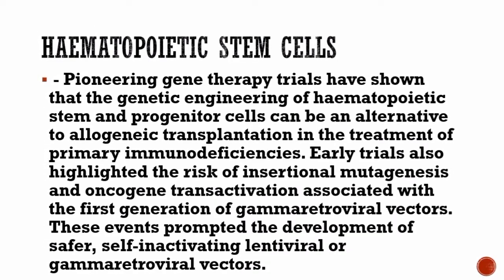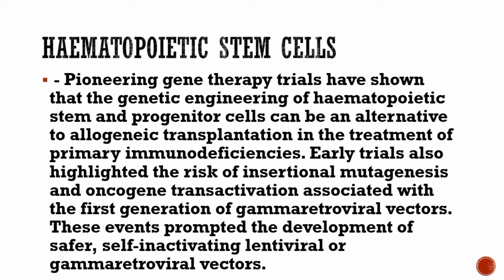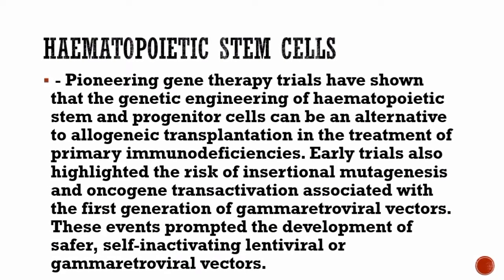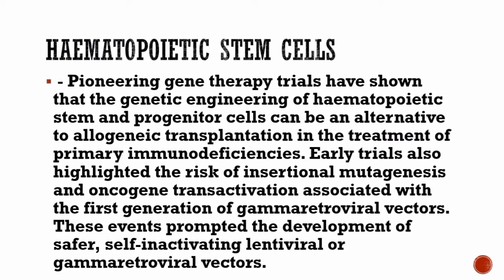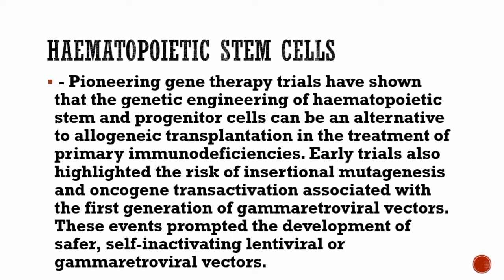Hematopoietic stem cells. Hematopoietic stem and progenitor cells can be an alternative to allogeneic transplantation in the treatment of primary immunodeficiencies. Early trials also highlighted the risk of insertional mutagenesis and oncogene transactivation associated with the first generation of gamma-retroviral vectors.